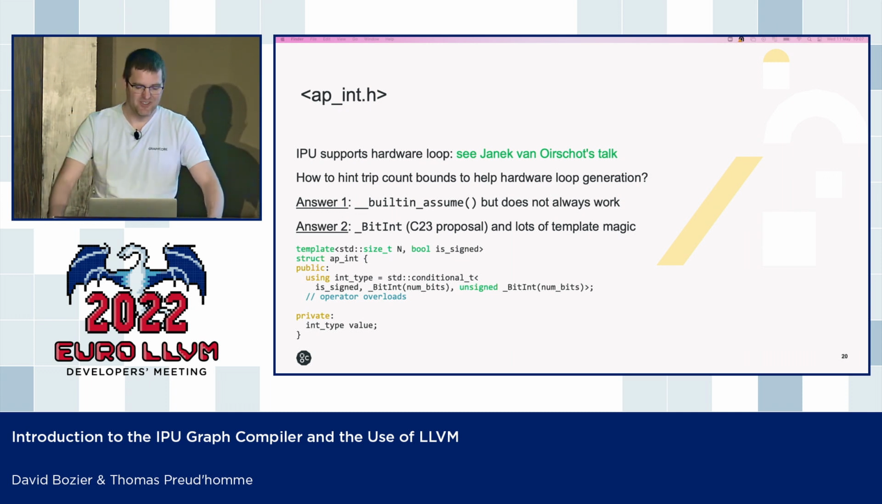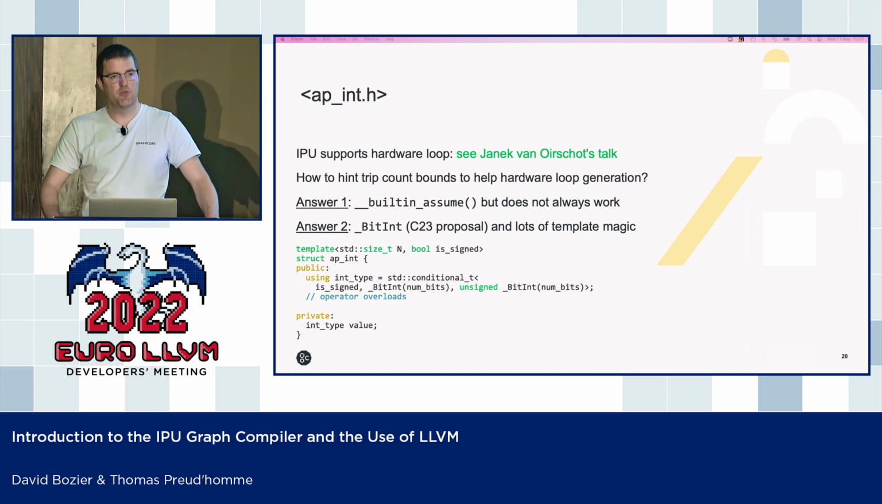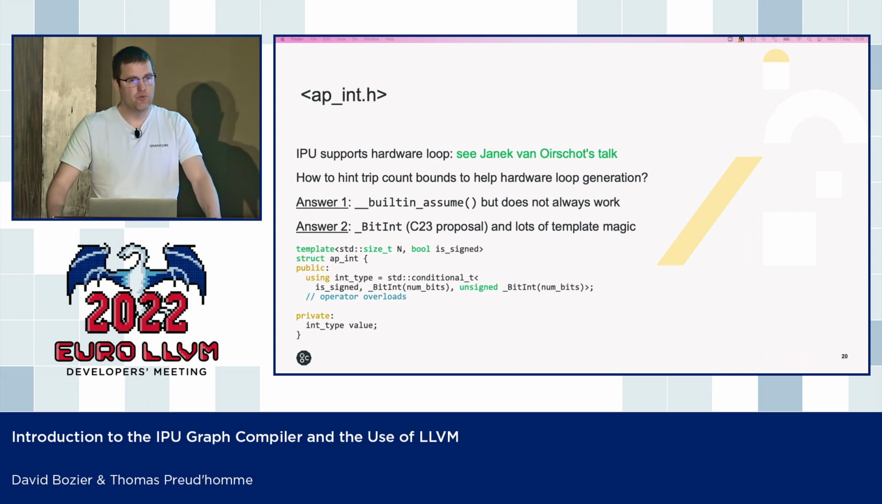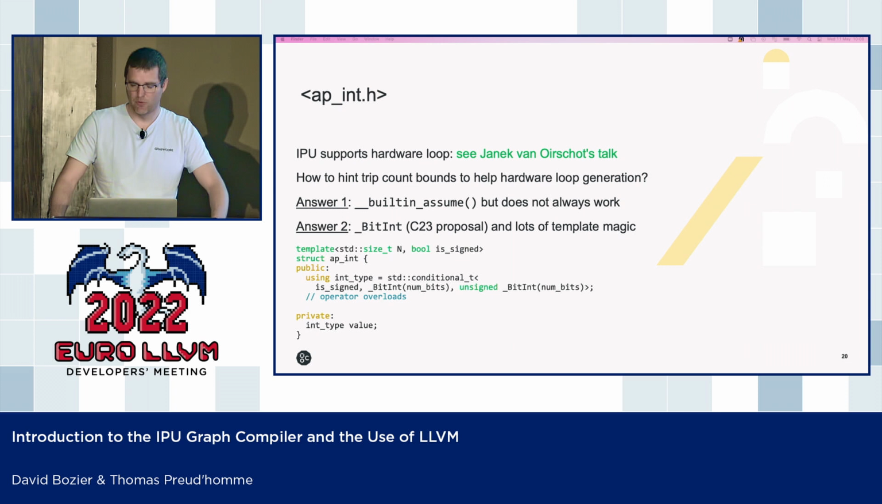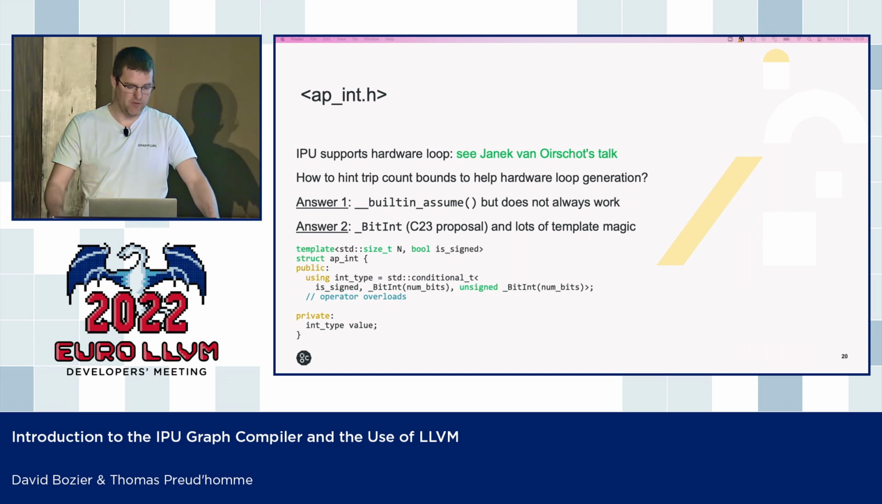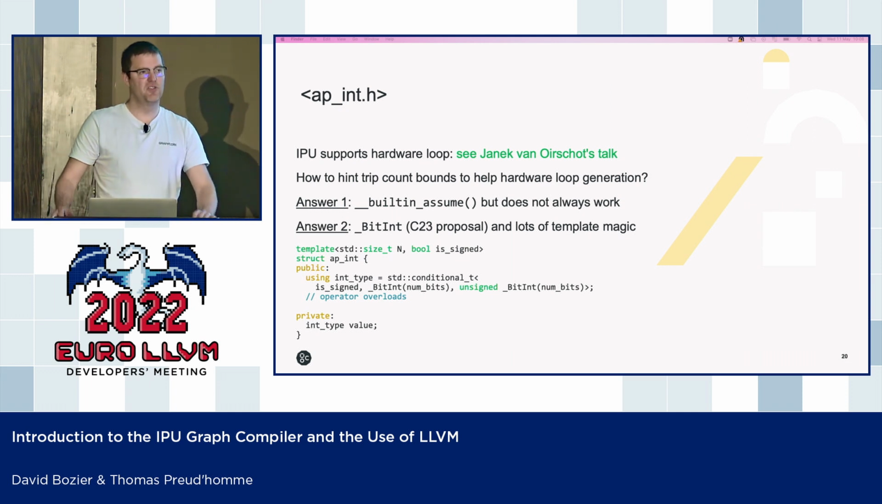As my esteemed colleague Yannick presented yesterday, the IPU supports hardware loops. To be able to generate a hardware loop, we need to guarantee that the trip count will be within given bounds. We try to use builtin assume, but in some cases it won't be able to propagate the information, and we still won't be able to use hardware loop instructions. So one thing we've done is use bit int, which allows us to define an integer with a lower number of bits than the typical int and short, etc. But this doesn't compose too well when we do operations with other integers.